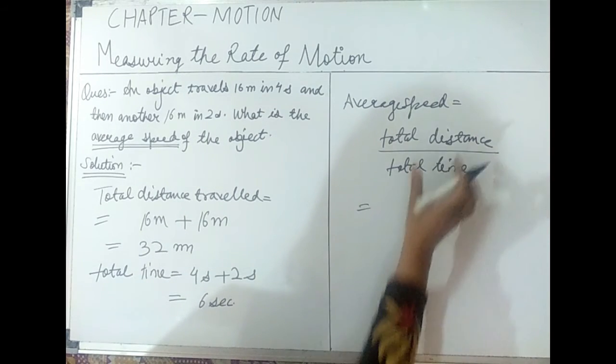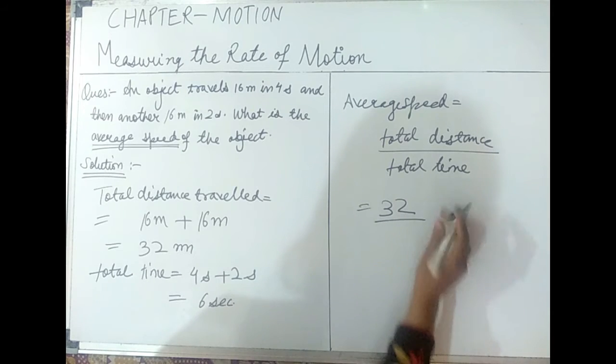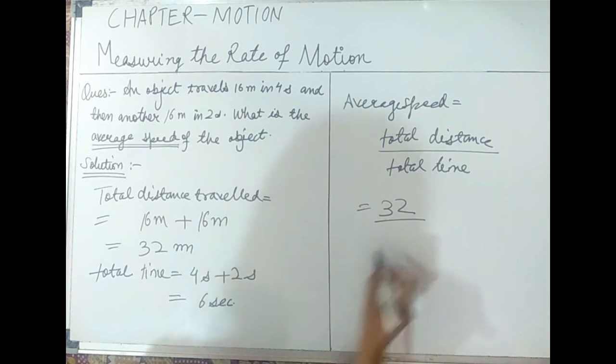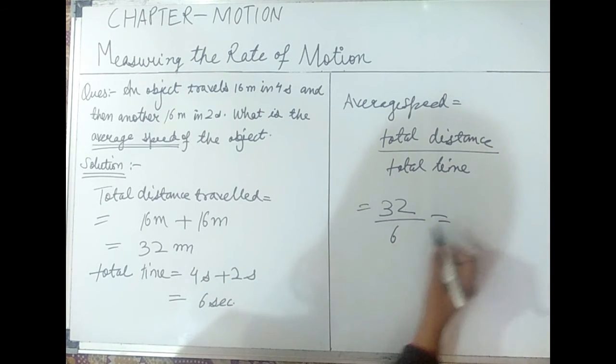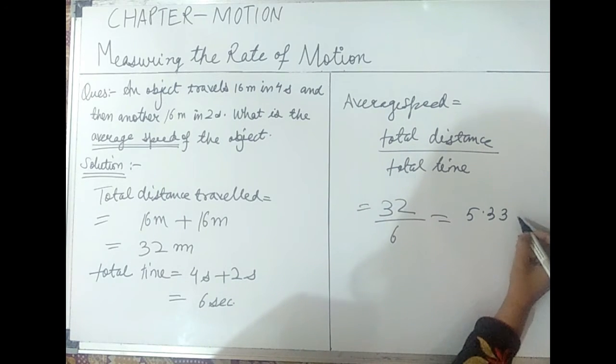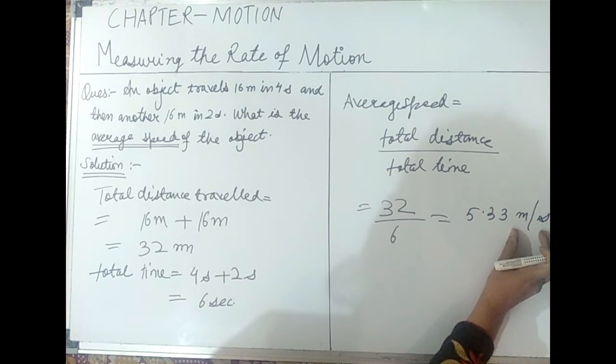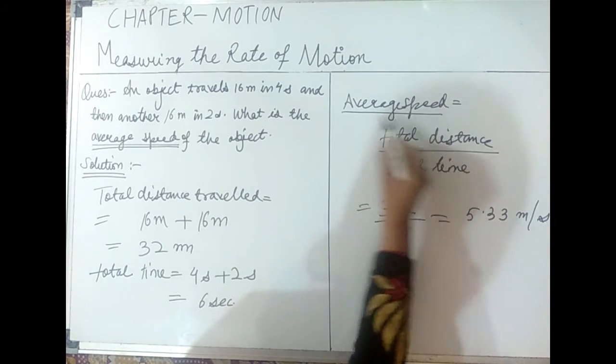We have got total distance here. Total distance is 32 meter and total time here is 6 seconds. You divide 32 by 6, we get the answer as 5.33. We will write the unit of speed, meter per second. So we have got 5.33 meter per second as the average speed.